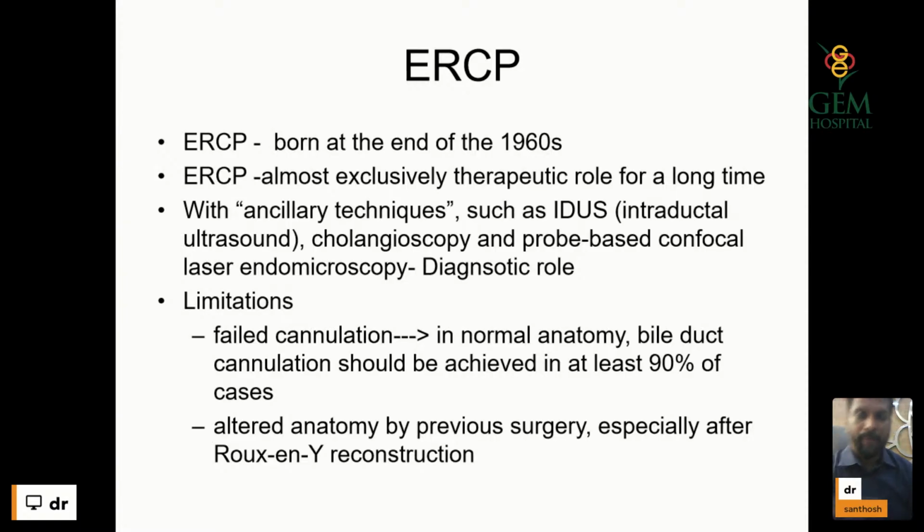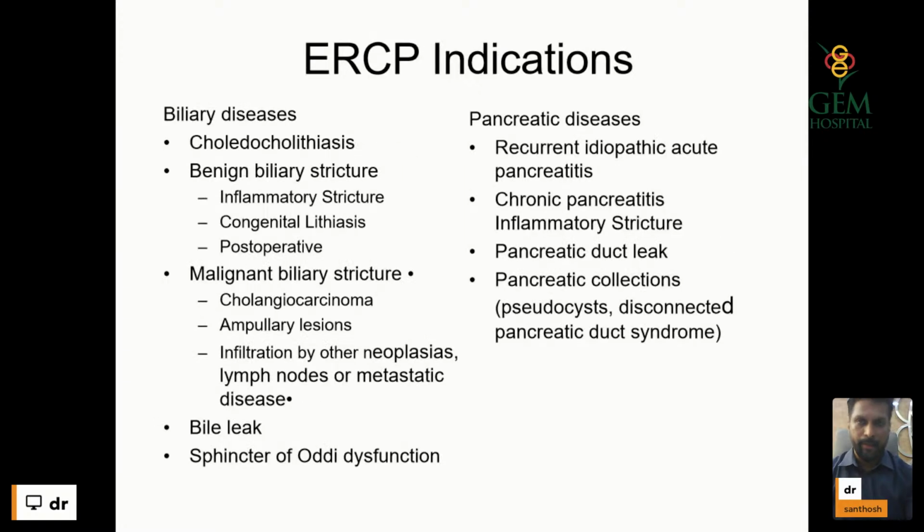One is failed cannulation. In normal anatomy, bile duct cannulation can be achieved in 90% of patients, but in 10% of patients it will be difficult to achieve. In those times, we need other techniques where we can achieve the cannulation. The other limitation is altered anatomy from previous surgeries, especially bypass reconstructions. In those patients, it will be difficult to achieve a normal ERCP.